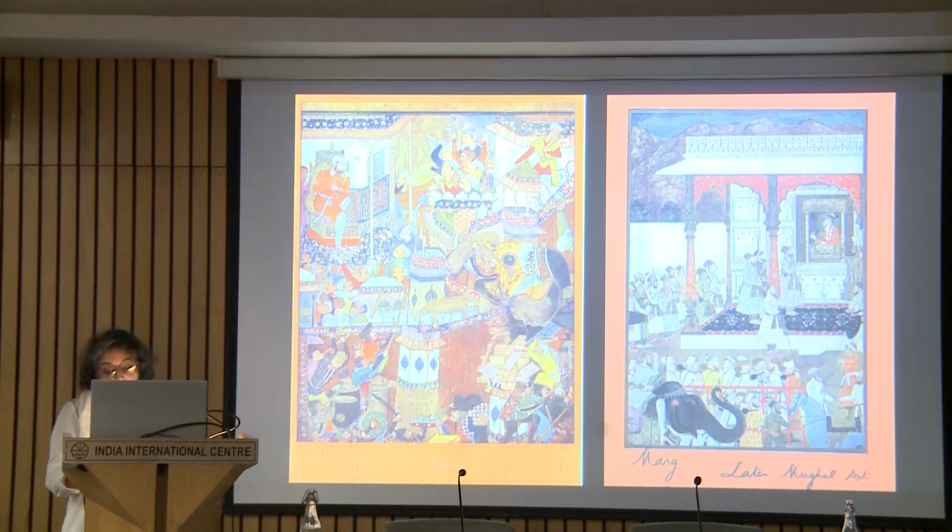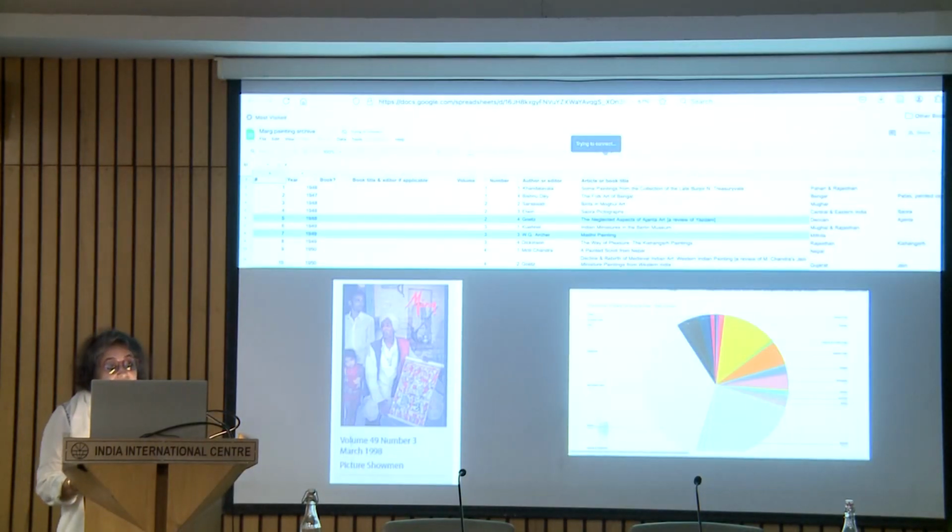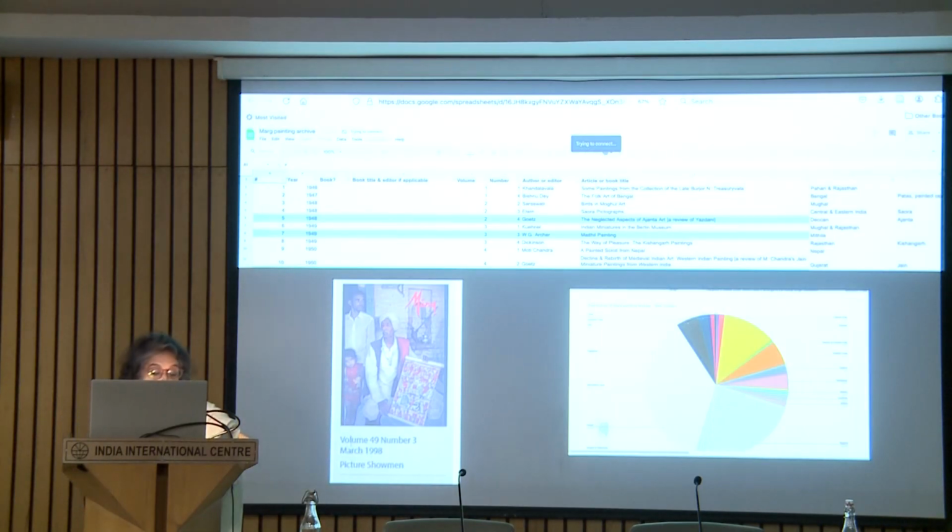Even though the majority of studies in the first decades of the publications concerned royal patronage, Marg gave centrality to folk and tribal painting traditions. You see some of them listed in that spreadsheet. Bishnu Dey's Folk Art of Bengal, published in 1947, Verrier Elwin's Saora Pictographs, 1948, W.G. Archer's Mithila Painting, 1949. These were all published in quick succession.